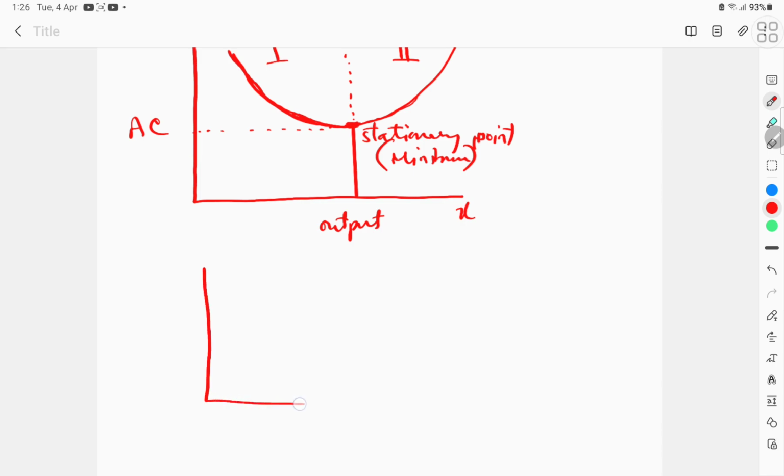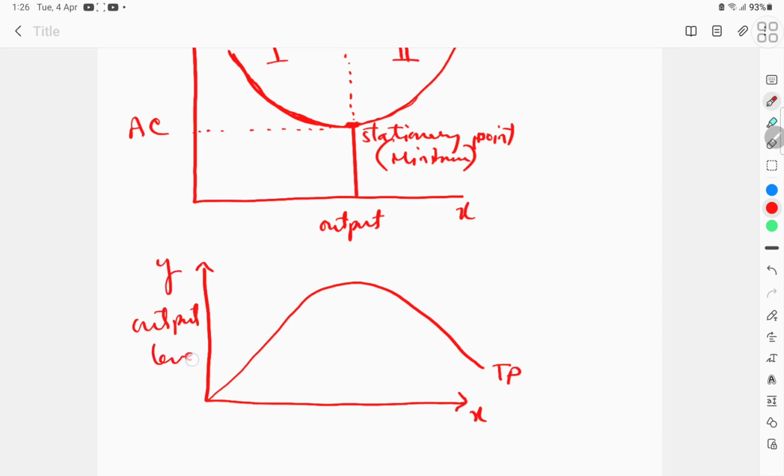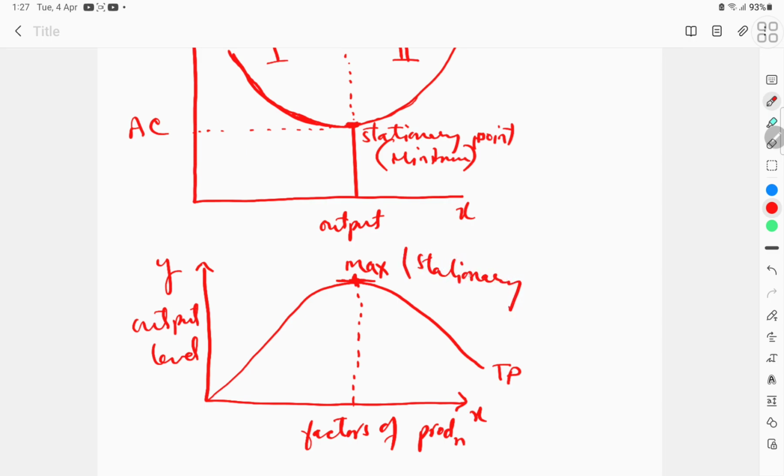Also we can consider another graph of total product. This is our total product curve. You may have read it in economics. This is the x-axis, y-axis. On y we have output level, on x we have factors of production. We know that total product is maximum here. So this is maximum at this point, and we can also call this a stationary point. In the first part the total product is increasing, while in the second part total product is decreasing.